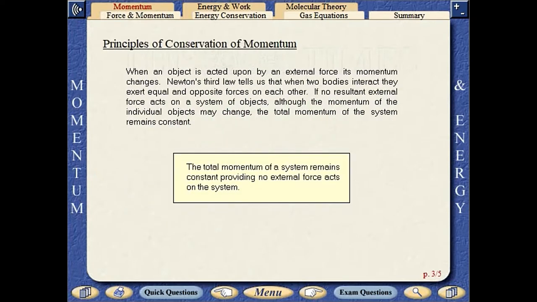When an object is acted upon by an external force, its momentum changes. Newton's third law tells us that when two bodies interact, they exert equal and opposite forces on each other. If no resultant external force acts on a system of objects, although the momentum of the individual objects may change, the total momentum of the system remains constant. The total momentum of a system remains constant, providing no external force acts on the system.